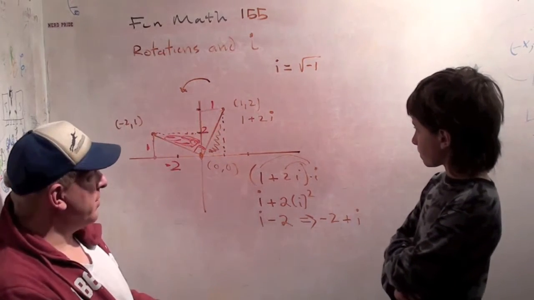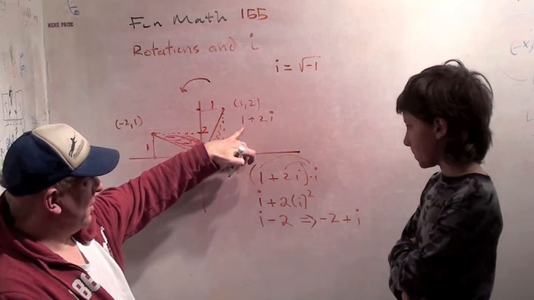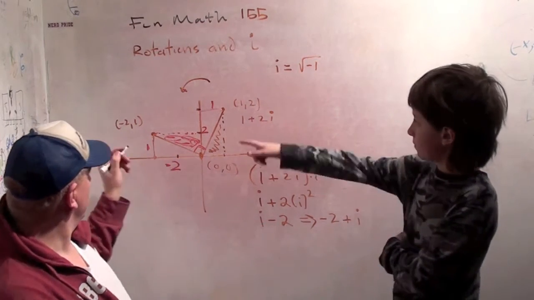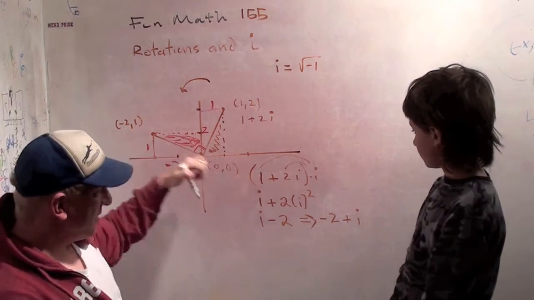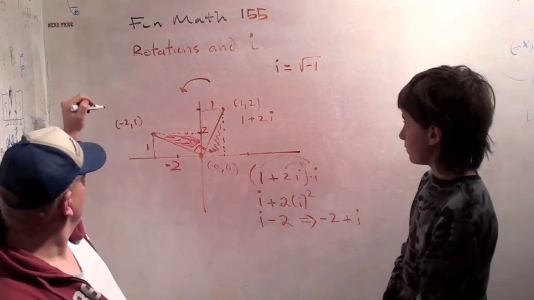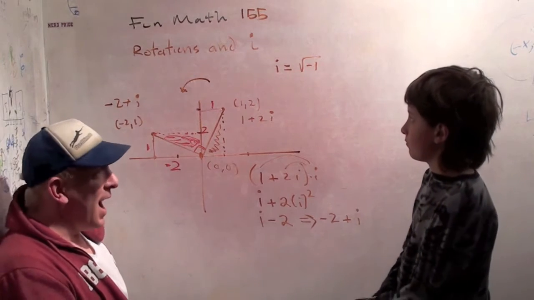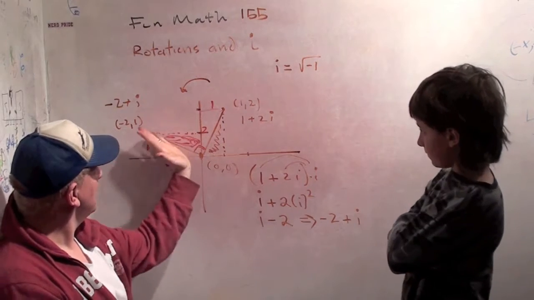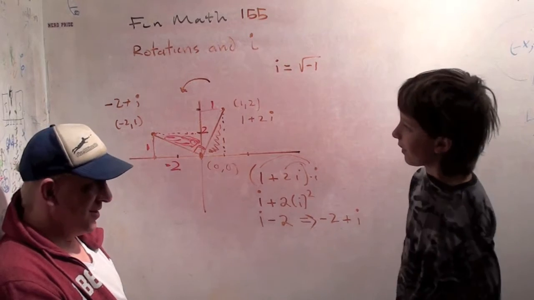Okay, so where would the point minus 2 plus i be? Well, we said the x-coordinate is the real part and the y-coordinate is the imaginary part. The real part here is minus 2, so we would be looking for a point that had an x-coordinate of minus 2. And the y part is the i part, so we'd be looking for a y of 1. So this would also be the point minus 2 plus i. And i, you can think of geometrically, believe it or not, as a rotation of 90 degrees counterclockwise. Can you believe that?